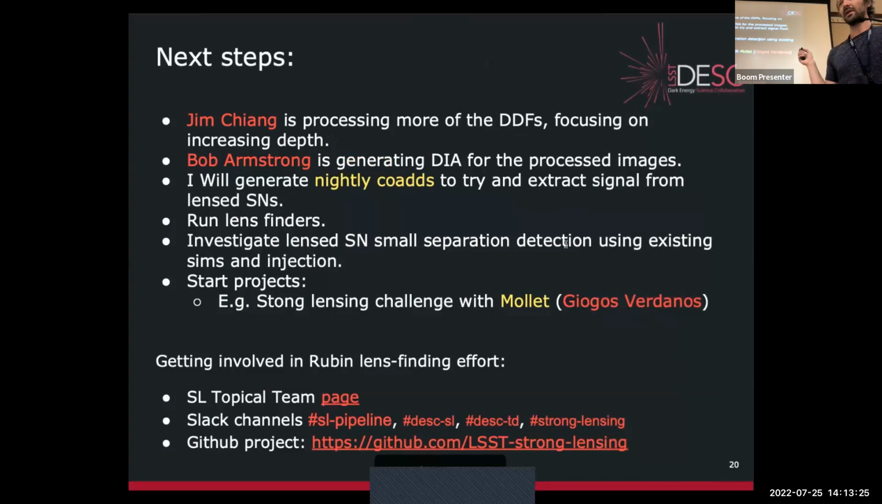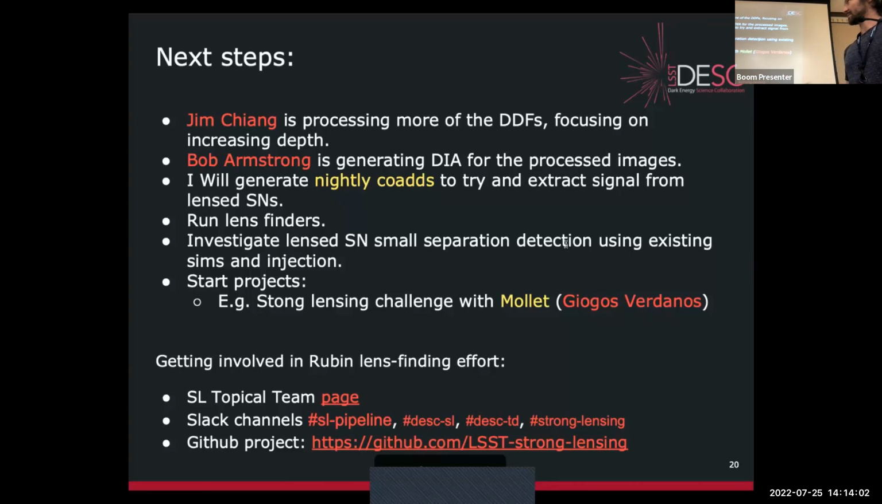So at the moment, I've told you that we've processed only a small subset of the DDF, and Jim Xiang, who's in charge of this processing, is going to process the rest of these fields, going first in the direction of depth, so that we can at least use all of the AGNs and get that much more supernovae, of course. We're working with Bob Armstrong on generating difference imaging. I'm going to make night-based coadds, and I intend also to try and make some DIA on night-based coadds work.